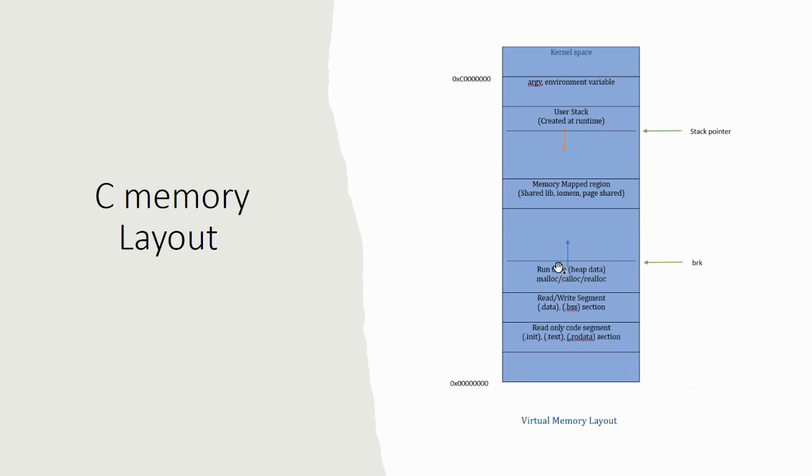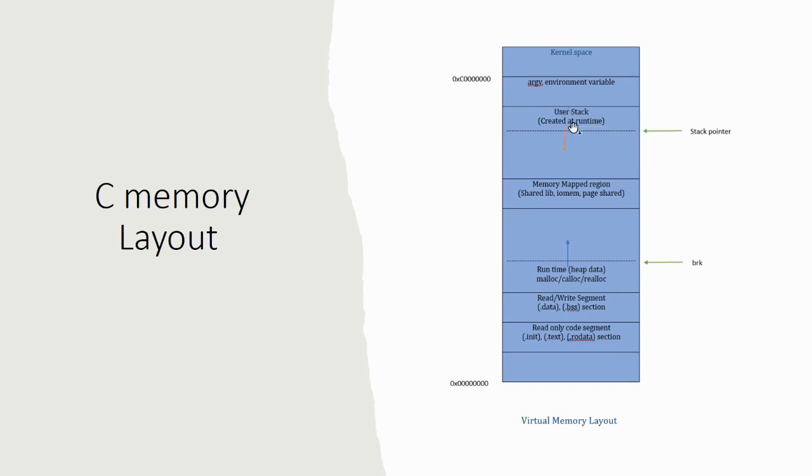Now, this is the heap area, which is the runtime area you allocate using malloc, calloc, realloc, and the size of this area is set using the system call brk. Also, we have a common shared memory region where the shared libraries, runtime shared libraries, IO memory, and page shared information will be.